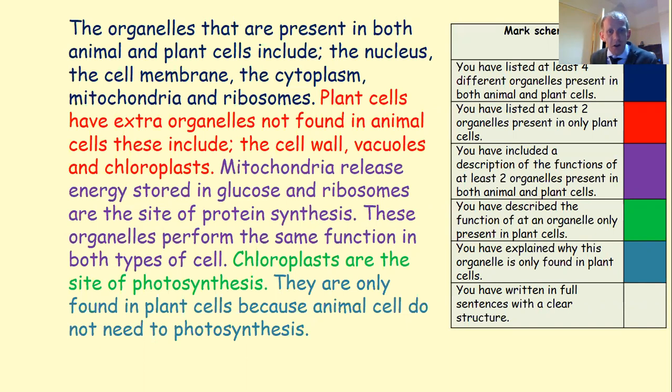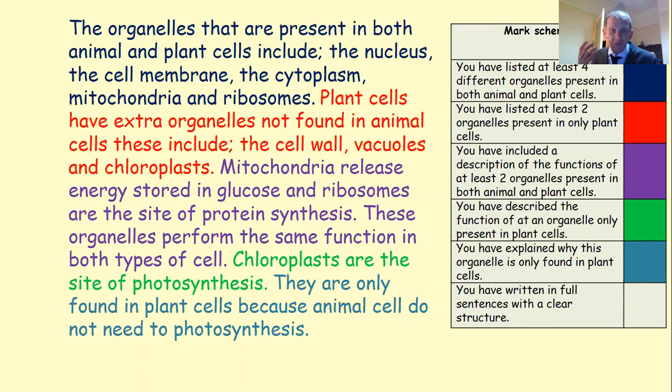Now I've described the function of a couple of the different organelles that we have in both animal and plant cells. I've stated that mitochondria release energy stored in glucose and ribosomes are the site of protein synthesis. These organelles perform the same function in both types of cell. So I've included that description of the function of 2 organelles that are present in both types of cell. I've then included that chloroplasts are the sites of photosynthesis.